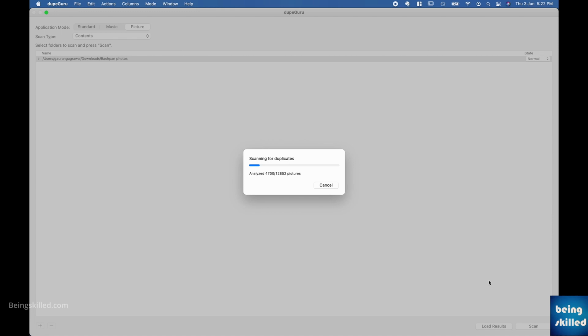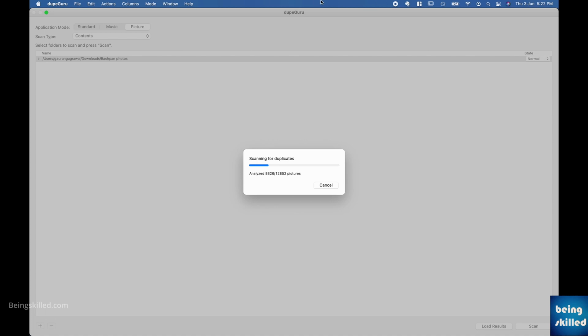It just shows you the list of all the duplicate files. So the standard mode, or the default mode, can fail to find the duplicates, but picture mode gets into each of the pictures and then shows you the duplicate ones. So it's a very powerful tool.